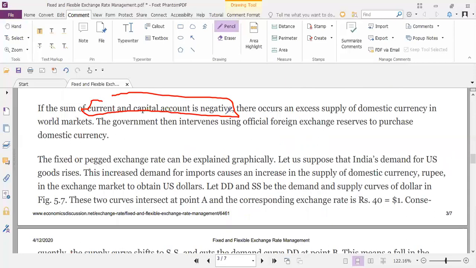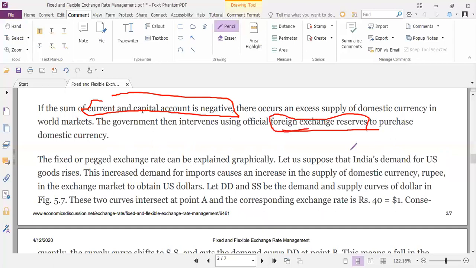So if the sum of current and capital account is negative, there occurs an excess supply of domestic currency in the world market. The government then intervenes using official foreign exchange reserves to purchase domestic currency. So you all know what is this foreign exchange reserves. This point also I've discussed in my earlier classes.